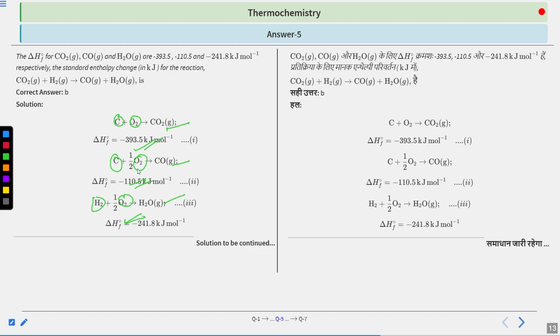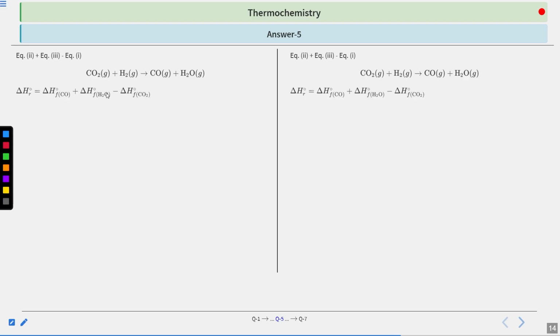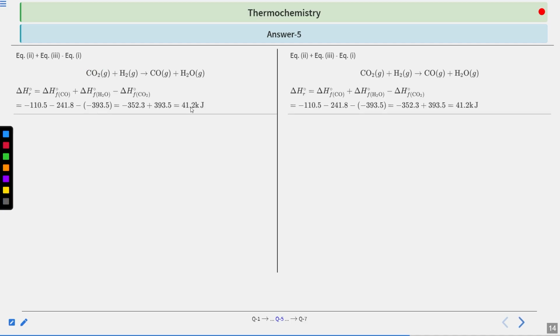Okay. Now, further, we have to add these equations such that we get this equation. So we are adding 2 and 3 and subtracting 1. Hence, this is the equation that we get. So for that, we simply apply this on the enthalpy part also. So if you apply this in the enthalpy part, you will get it as 41.2 kilojoule. So this is having 1 mole, so you don't need to multiply it with anything. Similarly, this is 1 mole, this is 1 mole, and this is also 1 mole.